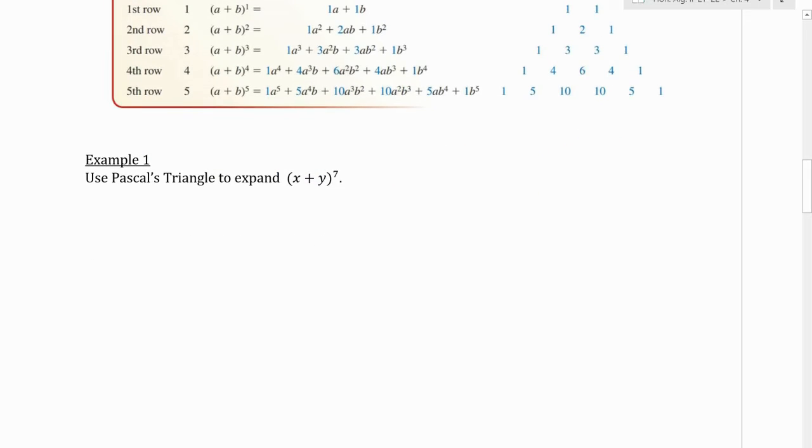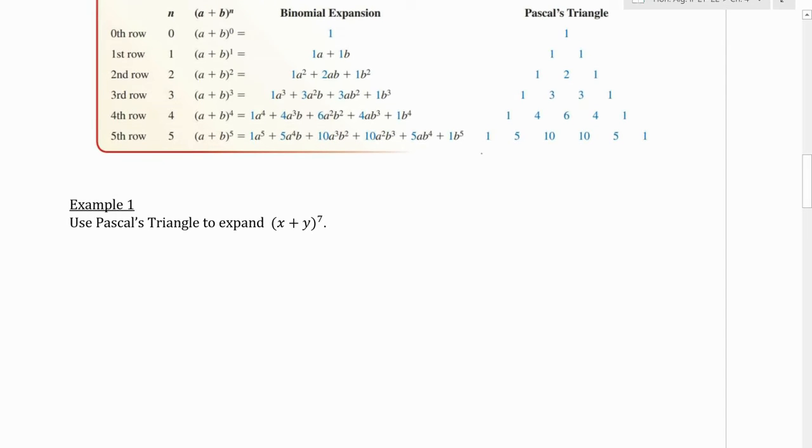So if we're doing x plus y all to the 7th, I'll just come up here and expand this a little bit more. We'll get to the row where the first number that's not a 1 is a 7.